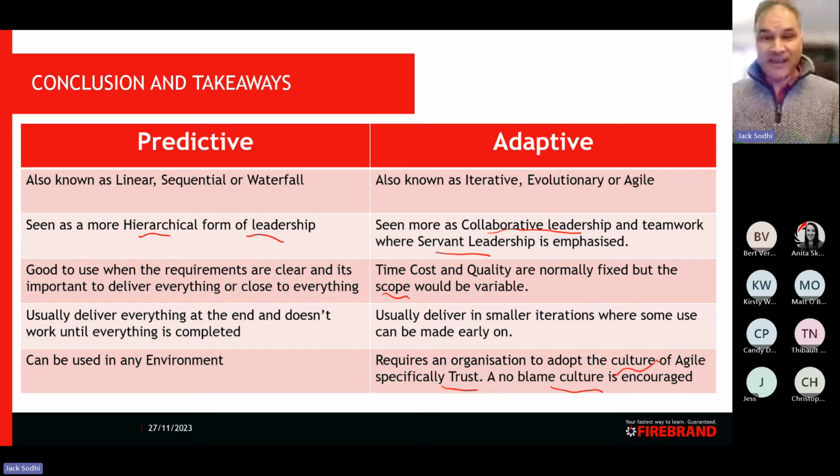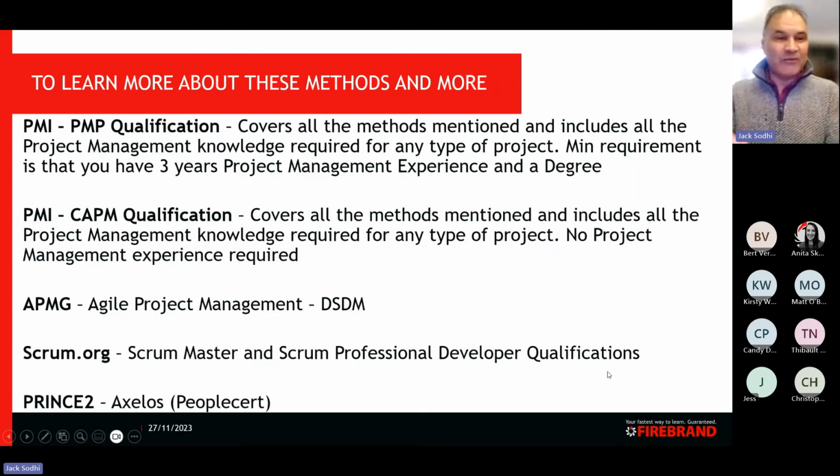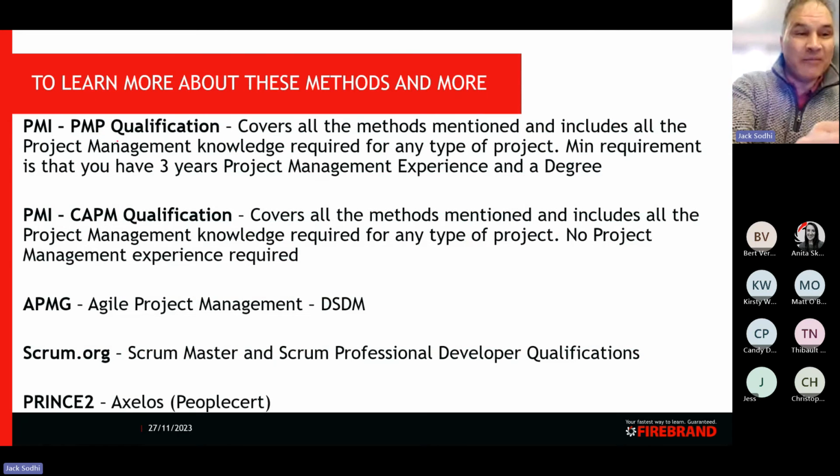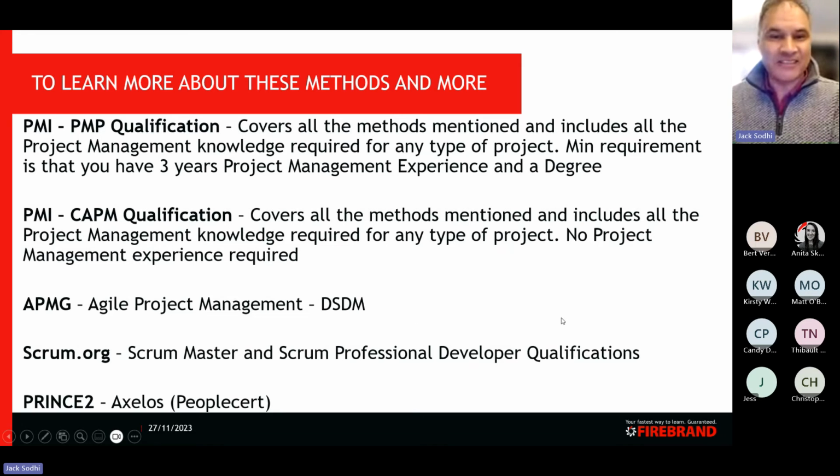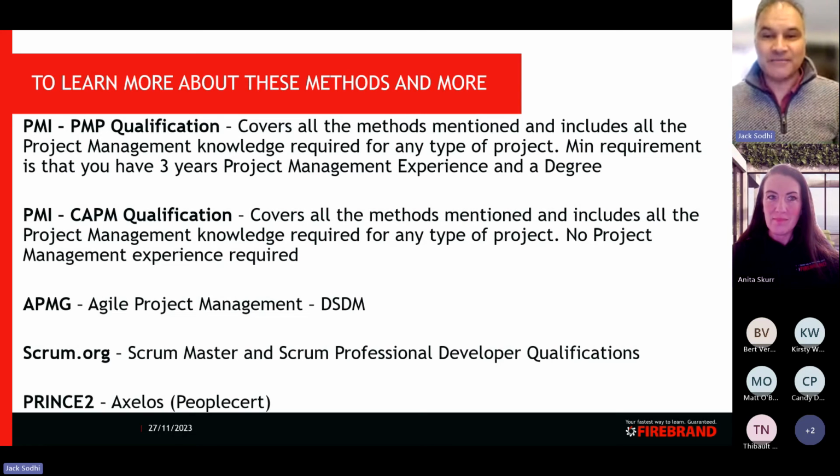no blame culture. A bit more on all the other methods can be found on the PMI, the PMP qualification, or the CAPM, and the APMG does Agile DSDM, and Scrum.org do the Scrum Master, and Prince2 is outsourced and people. These are the main qualifications which cover all the things I've been talking about in the last 30 minutes. And that comes to the end of the presentation. I know it's quite quick, but they're the key elements of all the methods.